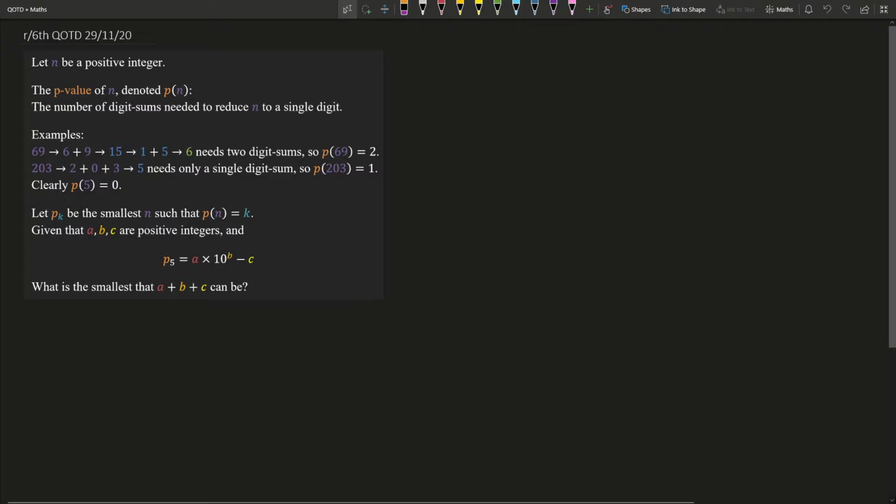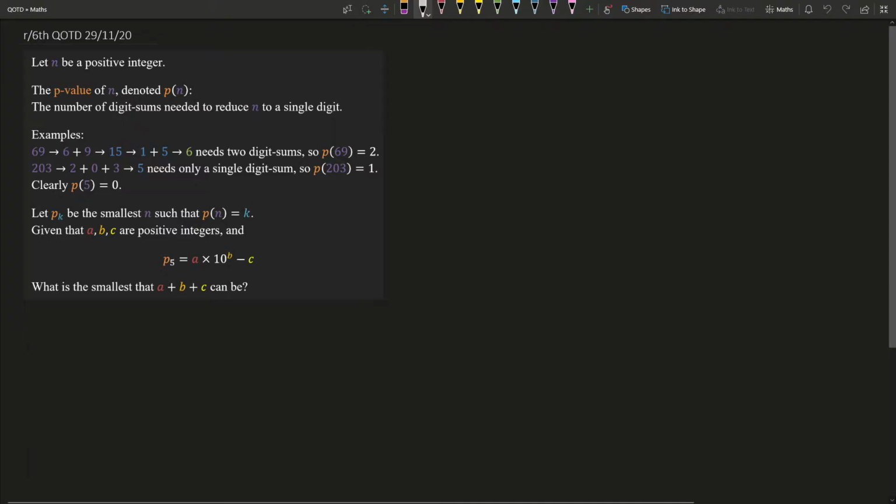Okay, so first let's let n be a positive integer. The p-value of n, denoted pn, is the number of digit sums needed to reduce n to a single digit. Now, if you don't know what that means, I've put a few examples here.